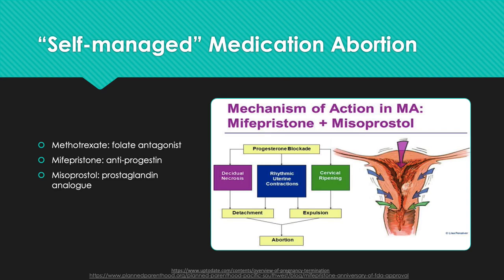Misoprostol is a prostaglandin analog that binds to myometrial cells. It mimics the natural job of prostaglandins in the uterus, which is to stimulate uterine contractions to aid in expelling fetal tissue. Although all three of these drugs have been heavily studied, the typical regimen in the U.S.